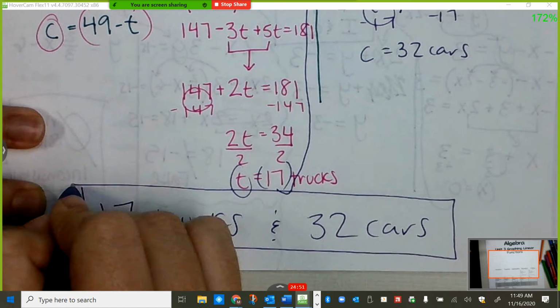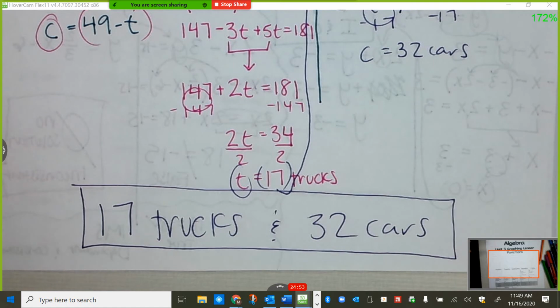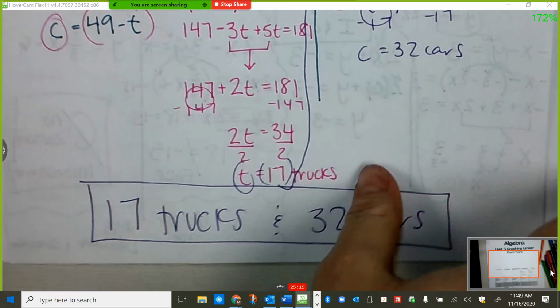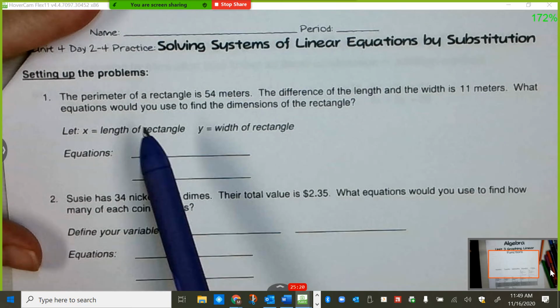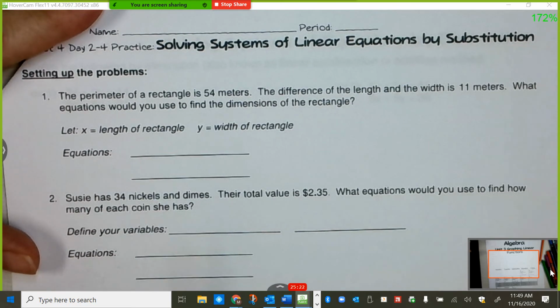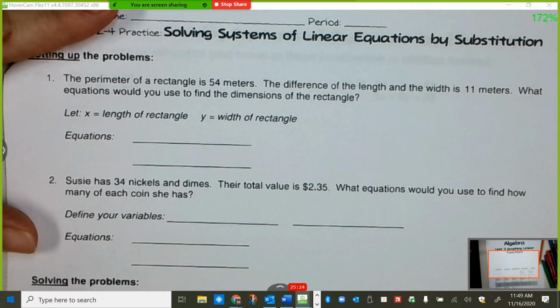If I just wrote 17 and 32, is that 100% right? You have to put words, because how do I know you didn't solve it wrong and you think 32 trucks and 17 cars? You have to use words because you were given word problems. If there's no words in your answer, something's wrong. Okay? So one thing I do want to say, I want you to be clear that number 1 and number 2 are just setting them up. There's no actual solving.